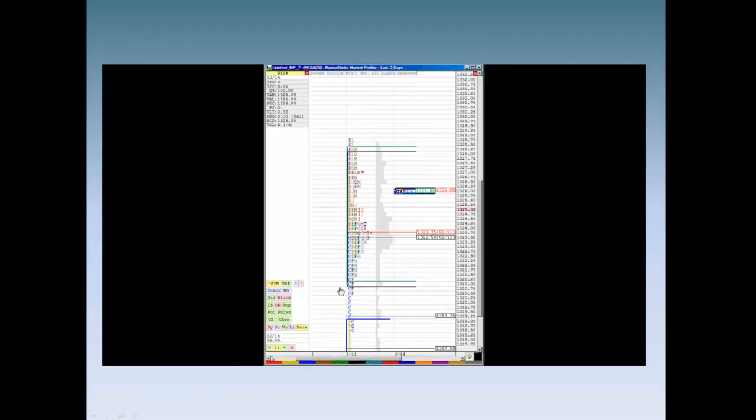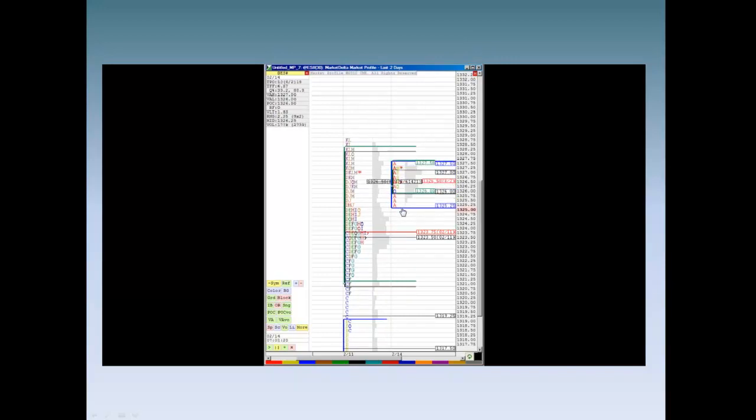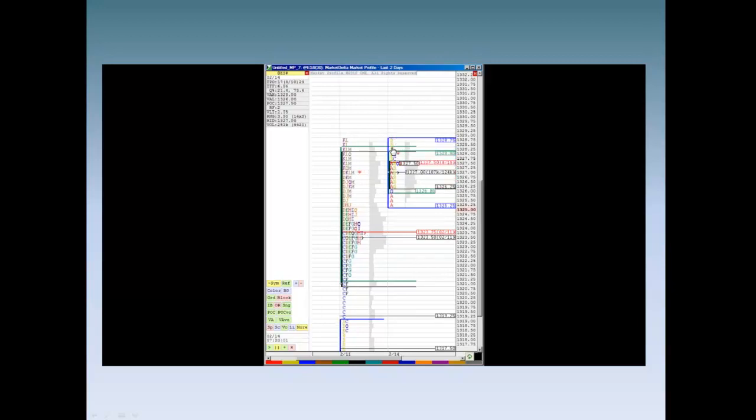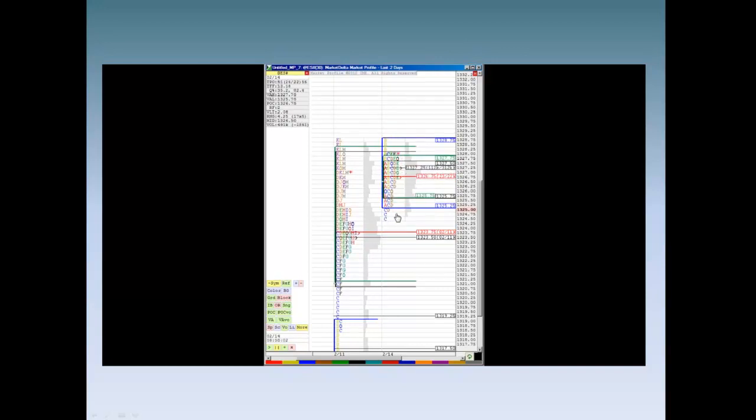Let's watch this together. Okay, watch this day. We opened within value, and then we get a little bit of a range extension, and we extend to the upside, and then we come back down, and we make a new low, come back with period D, and if you haven't already discerned, this is developing what is known as a neutral day.